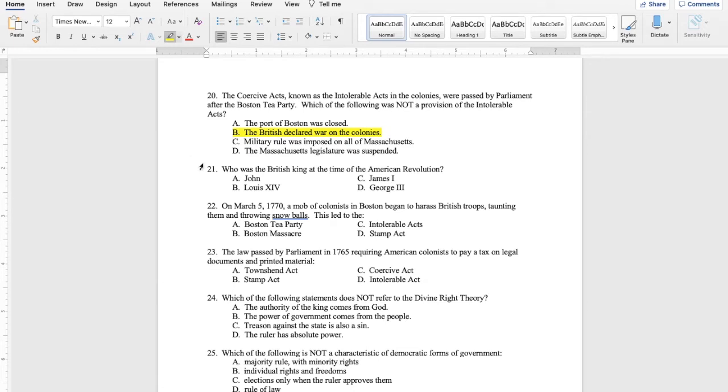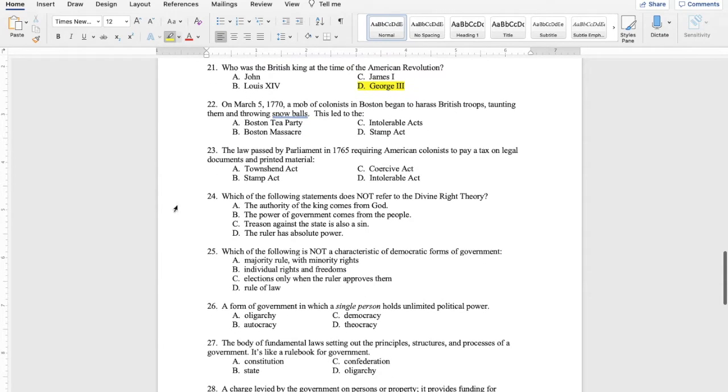Number 21, who was the British king at the time of the American Revolution? The big guy, King George III. Number 22, on March 5th, 1770, a mob of colonists in Boston began to harass British troops, taunting them and throwing snowballs. This led to the Boston Massacre. Whoa, how are we going to do this? Here we go. The Boston Massacre.